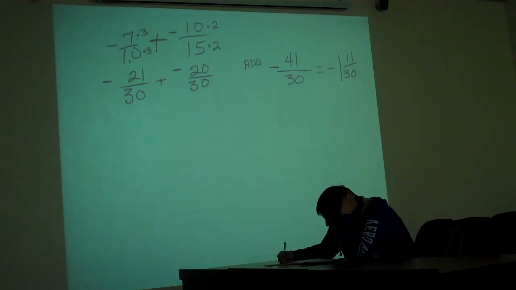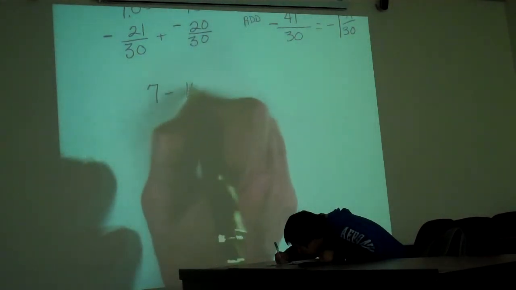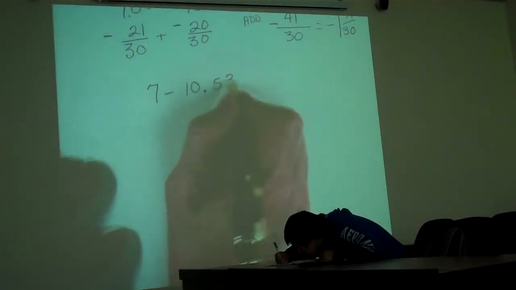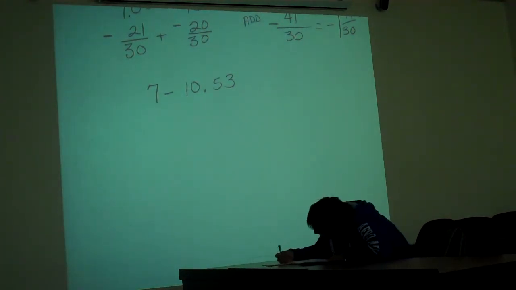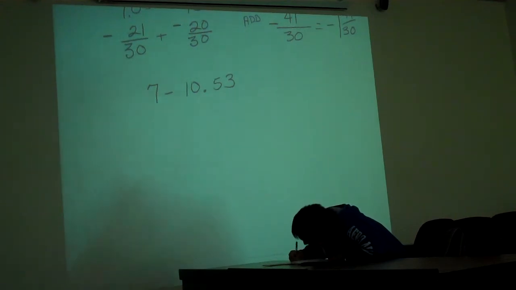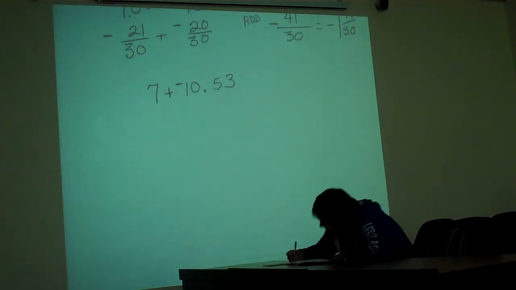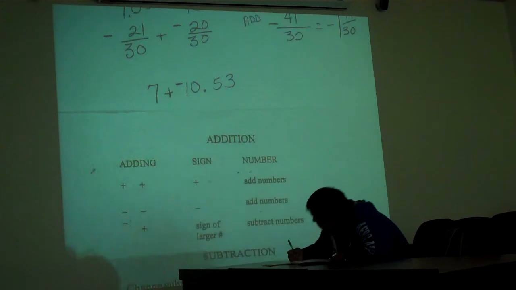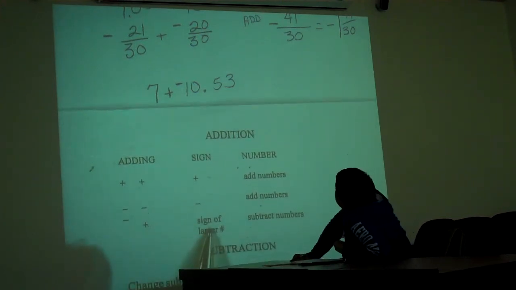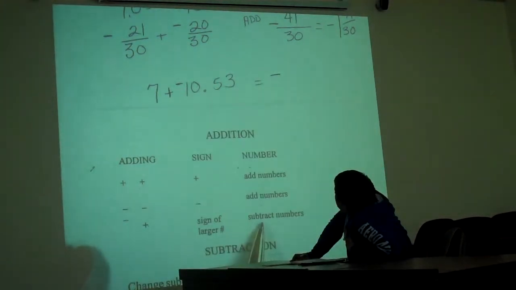Okay, let's do some decimals. It's the same rules. Let's do 7 minus 10.53. Change subtraction to adding a negative. Okay, we have a positive and a negative. What do we do with the positive and negative? Sign of the larger, which one's bigger? Negative. Negative. And then we're going to subtract the numbers.